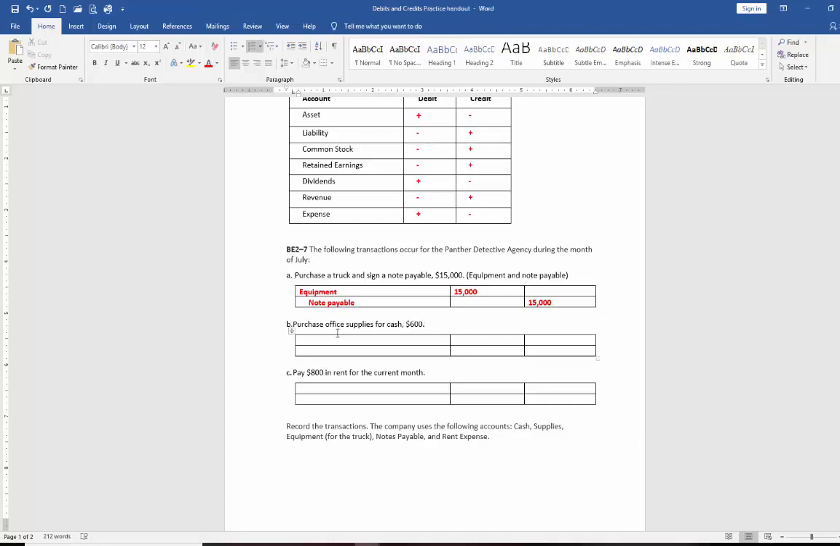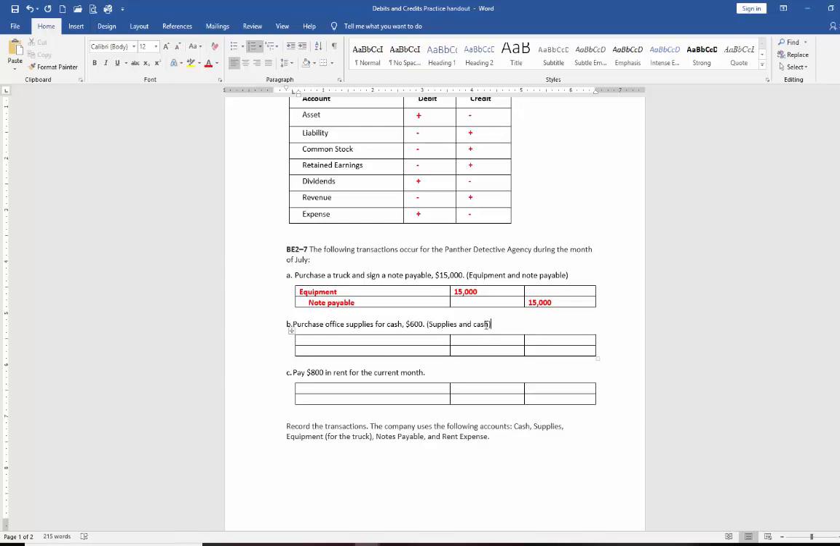Okay, next up, purchase office supplies for cash. So let's take a look at this. Office supplies, let's look down here. We have an account called supplies. So supplies is going to be one of our accounts. And what is the other account going to be? Well, they give you the words. They don't always give you the words, but in this case, they give you the words. So cash.